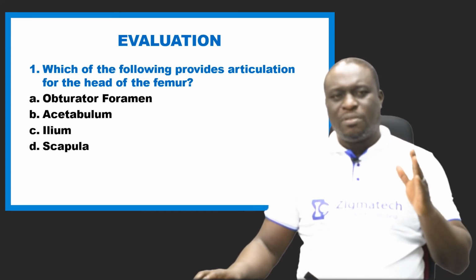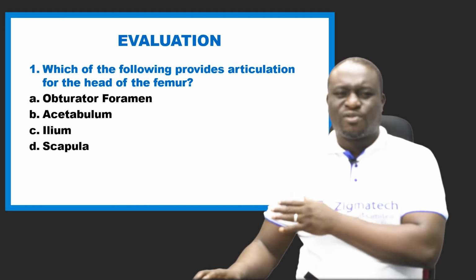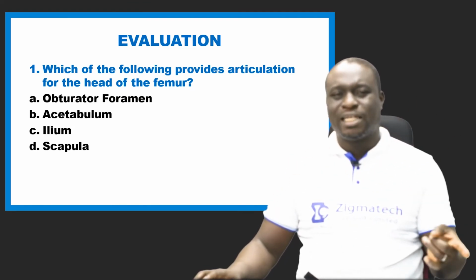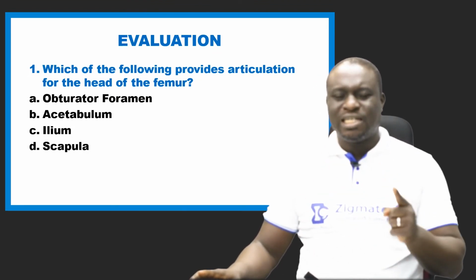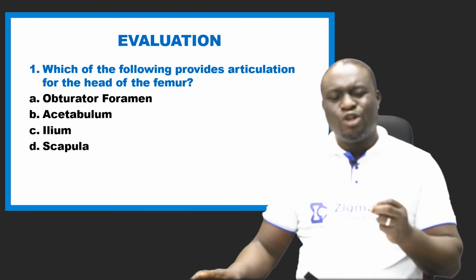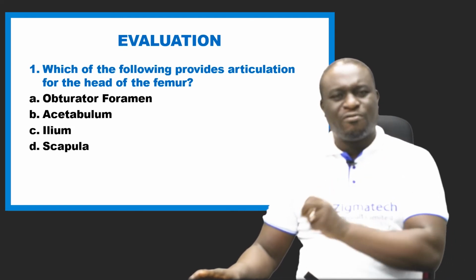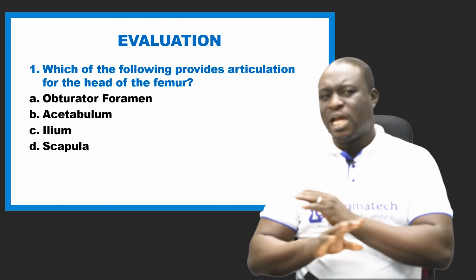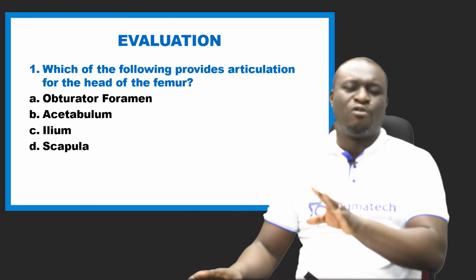Let's start with option D. Option D is wrong. Scapula is found at the pectoral girdle, so it has nothing to do with the pelvic girdle. Option C says the ilium. The ilium is one of the bones in the pelvic girdle, one half of the pelvic girdle. It has nothing to do with the provision of articulation for the head of the femur.